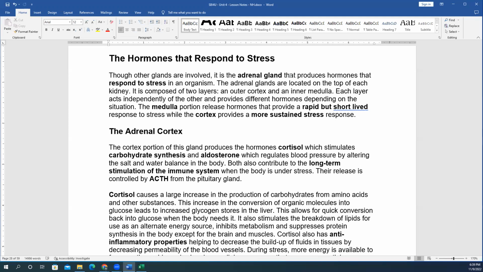So the medulla portion releases hormones that provide a quite rapid, very fast, but short-lived response. It only lasts for a very short duration. So rapid but short-lived response to stress, while the cortex portion provides a more sustained, slow, and longer lasting response. So that's really the major difference between those two portions of the adrenal gland. The medulla has a rapid but short-lived response. The cortex produces a more sustained, longer lasting stress response.